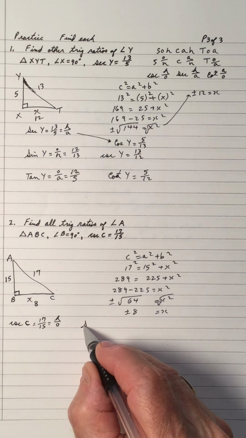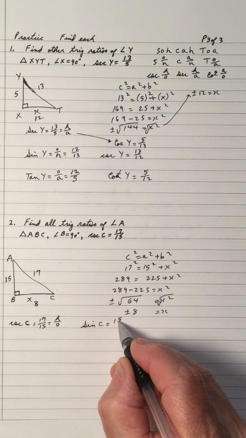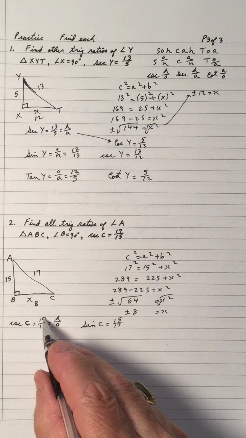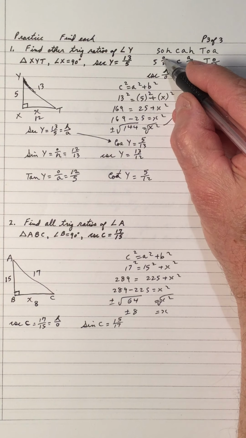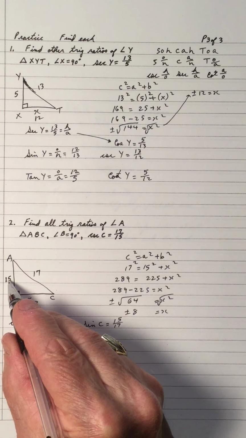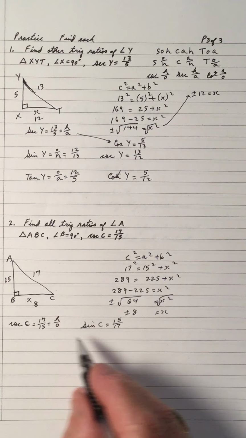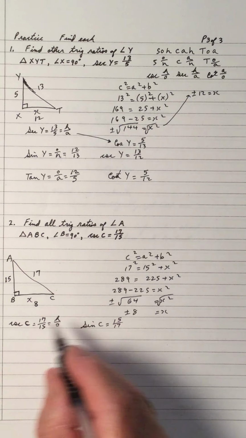So we have cosecant. The reciprocal of cosecant is sine. Sine of angle C is the reciprocal of 17 over 15, which is 15 over 17. Or think of sine as opposite over hypotenuse. Angle C, opposite, 15 over hypotenuse, 17. But it's easier just to flip it. So we can do the reciprocal.